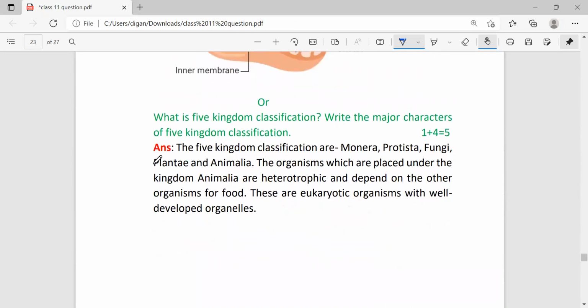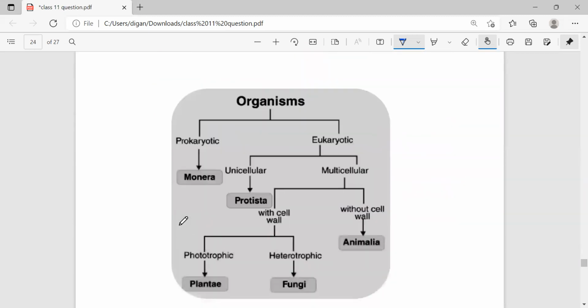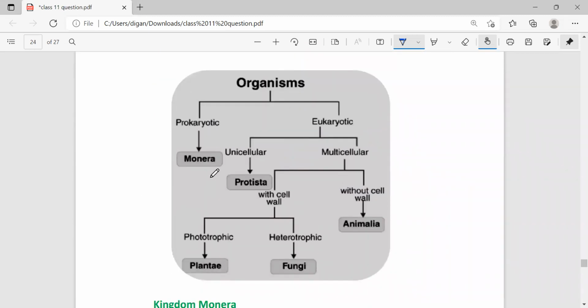Then what are the five kingdoms of classification? Write the major characteristics of the five kingdoms. Five kingdom classification means all organisms are mainly differentiated into five main parts. These are Monera, Protista, Fungi, Plantae, and Animalia. Since it is divided into five parts, that's why it is known as five kingdom classification. The organisms placed under the kingdom Animalia are heterotrophic, meaning they cannot produce their food on their own and depend on other organisms for food. And these are eukaryotic organisms with well-developed organelles. Now, this is the flowchart of the five kingdom classification.